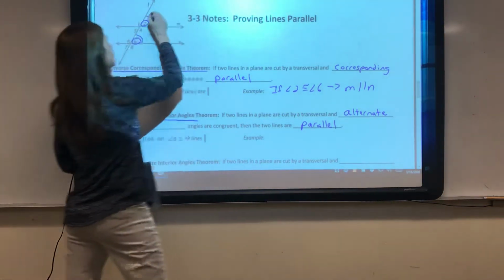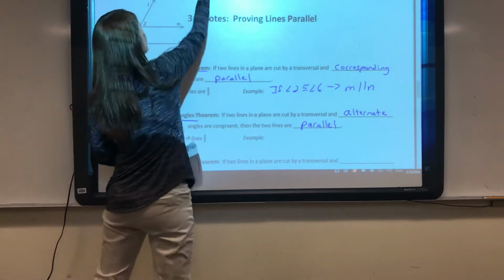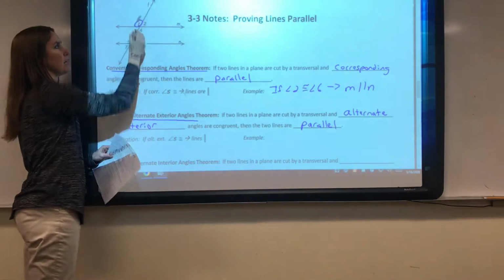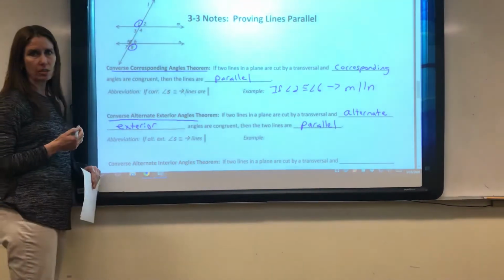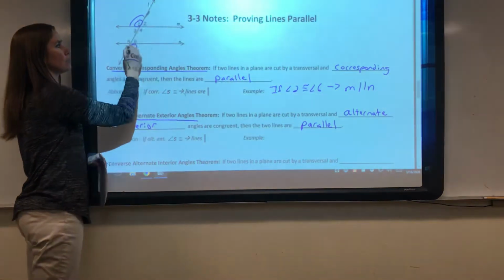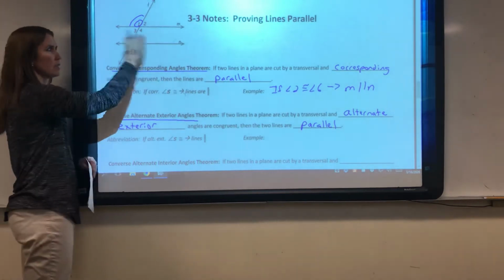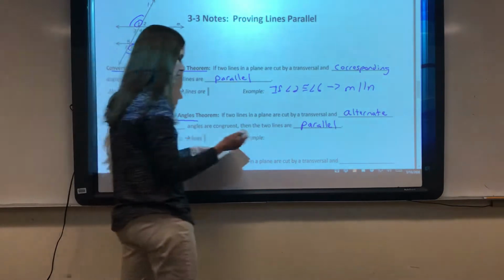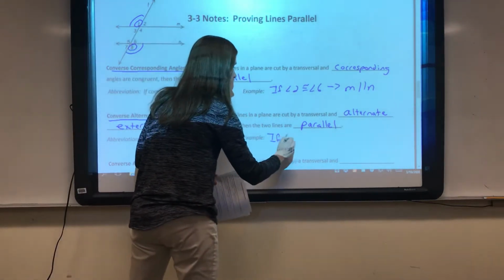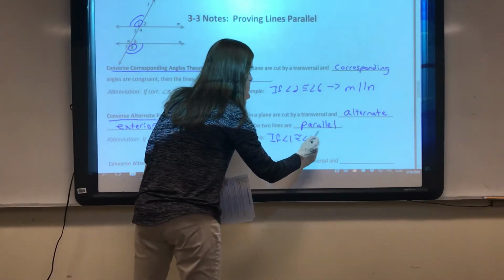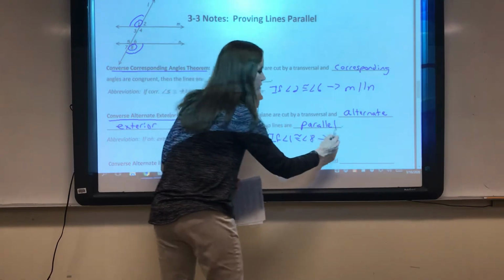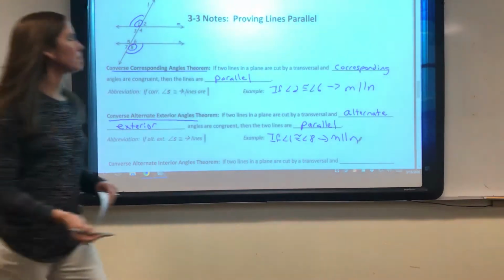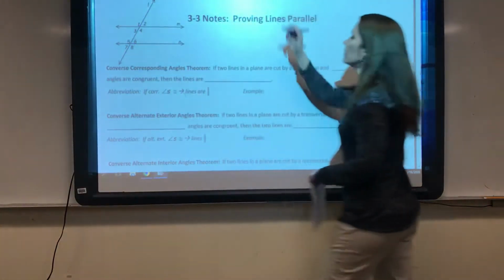And if I look up here to find some alternate exterior angles, then I can see, okay, angles 1 and 8 are alternate exterior. And if I know that those two angles are congruent to each other, then I therefore know those two lines must be parallel to each other. So again, I can write that out. If angle 1 is congruent to angle 8, then I would know that M would have to be parallel to N. Okay? All right, let's go ahead and move that up.